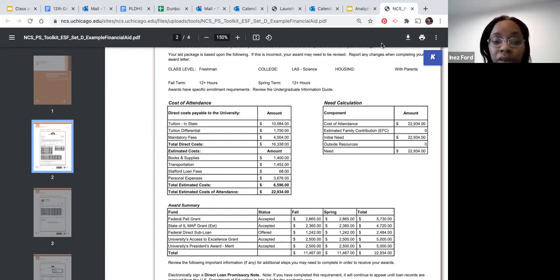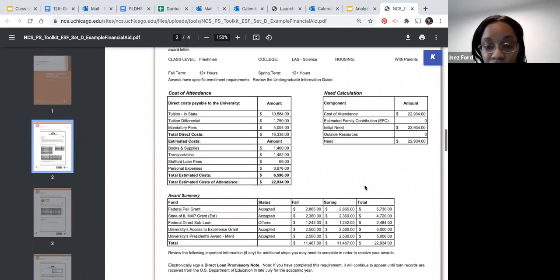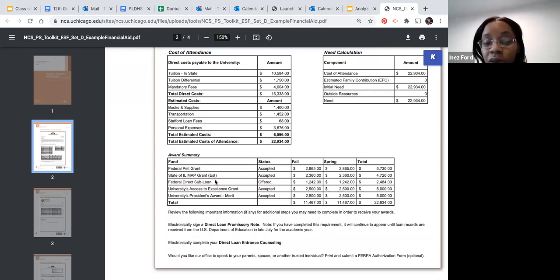And then at the bottom where it says award summary, you can see the grants and you can see the loans. And it's going to ask you the fall, it's going to ask you the spring, and there'll be somewhere on the website where it's going to ask you how much do you want. So for example, this federal direct sub loan offered $1,242, there will be a place where this person can say how much of that $1,242 loan are they going to accept.